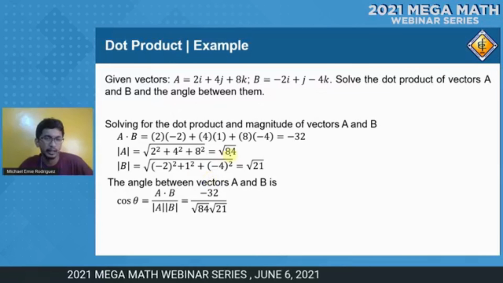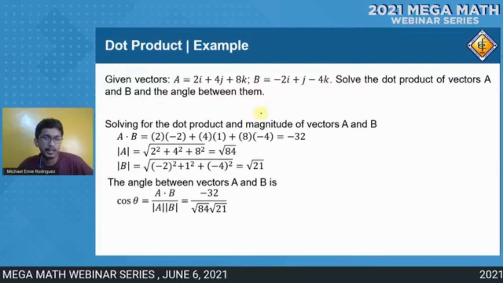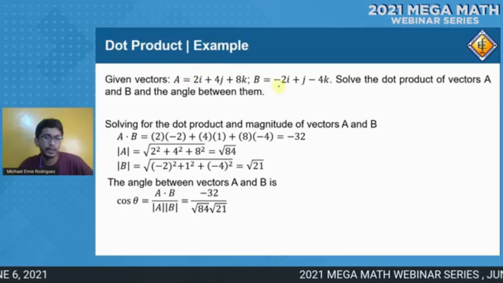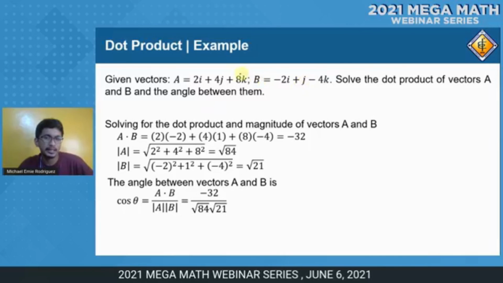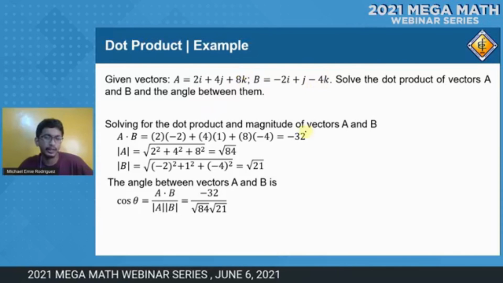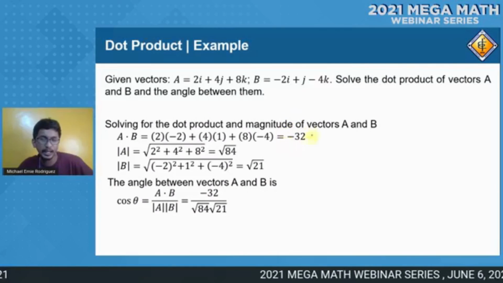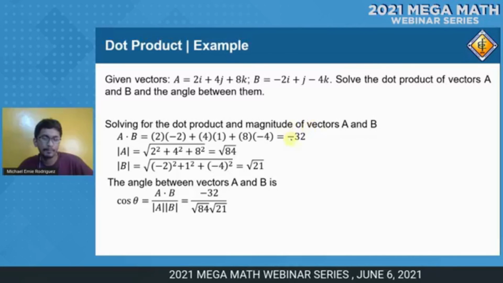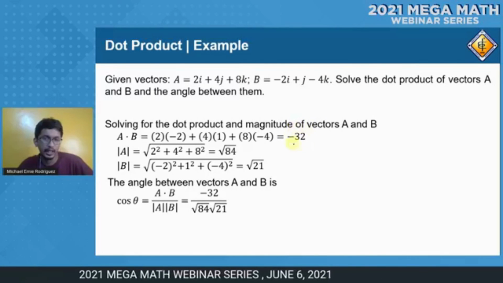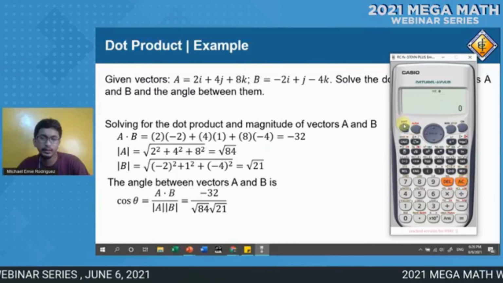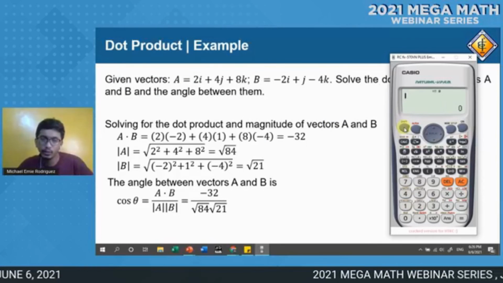Here we solve for the dot product of vectors A and B and the angle between them. So the dot product, as we said, is 2 times negative 2 plus 4 times 1 plus 8 times negative 4. So that is negative 32. This is the dot product of vectors A and B. Take note, the dot product is a scalar quantity.